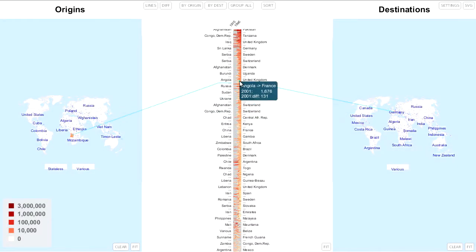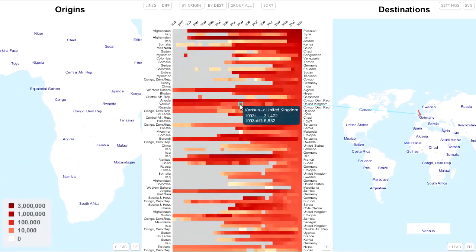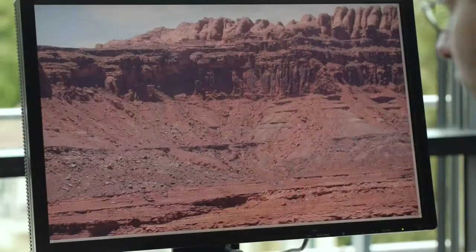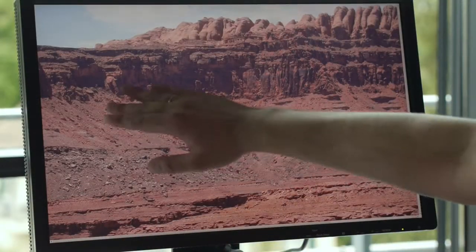Flowstrates, a different approach developed at the University of Fribourg, extends the idea of a flow map to support the analysis of temporal changes in migration flows. We took the inspiration for this approach from strata, which are rock layers formed over time. You can see such layers in this picture of the Colorado Plateau.